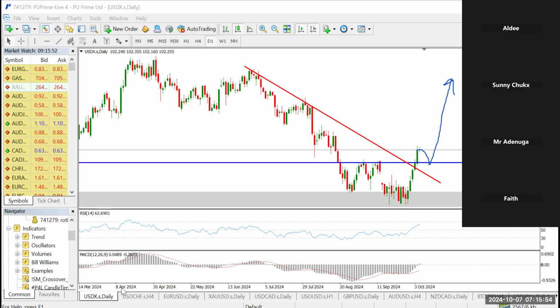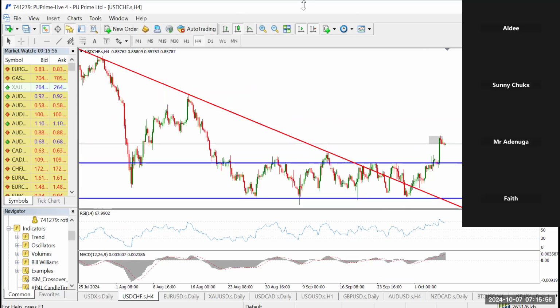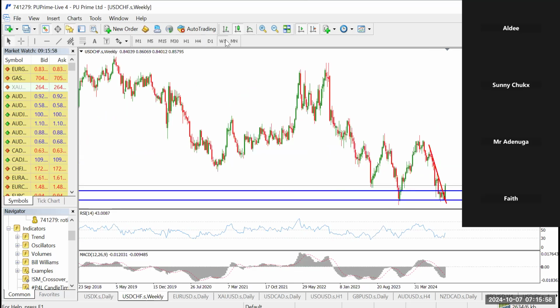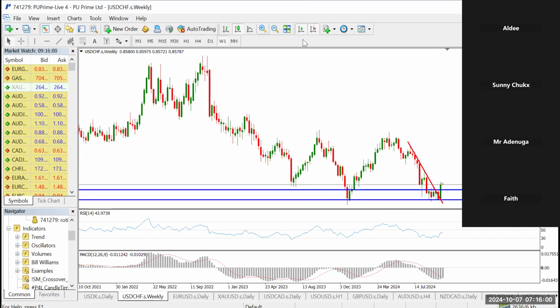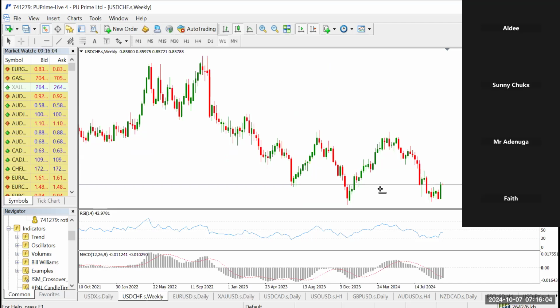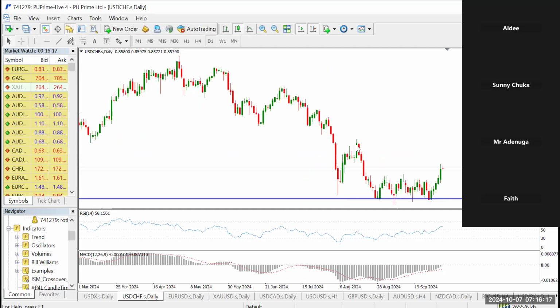Now that takes me to the USD CHF. For the USD CHF, price has been trading around the support level on the weekly time frame. And with the news last Friday, we can see that the week closed with a very big bullish candlestick there, which indicates a bullish continuation, because price has been reversing. And finally, price broke out above the resistance level here.